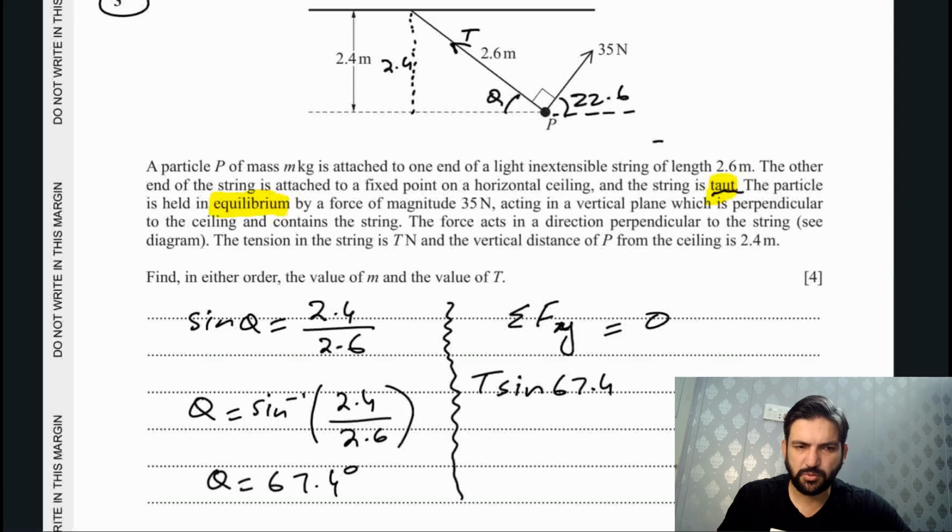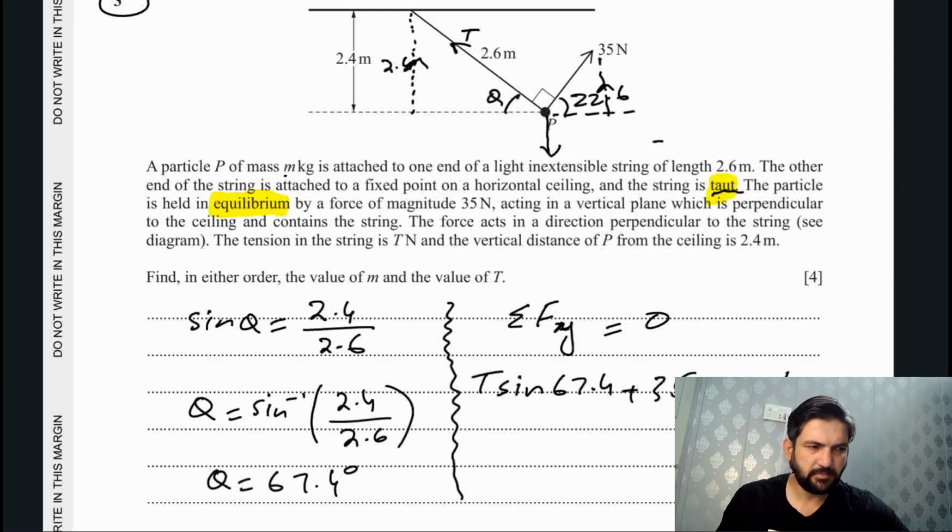This will be this, and then we have 35. For 35, what will be? So for 35, this will be plus 35 sine of 22.6. And then we know that this particle is going downward. So this particle is going downward. We know that the vertical component is positive here, and the vertical component of the weight will be negative.